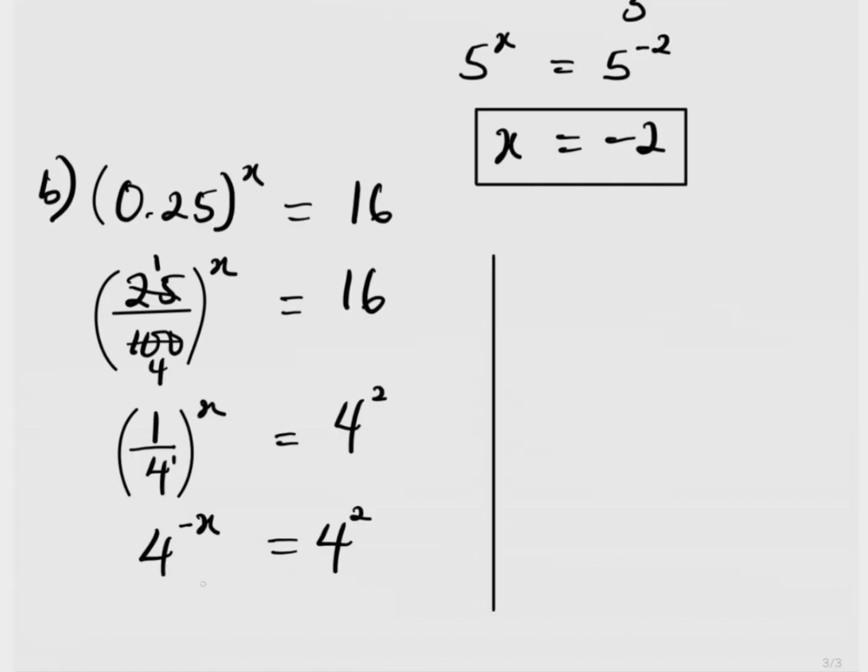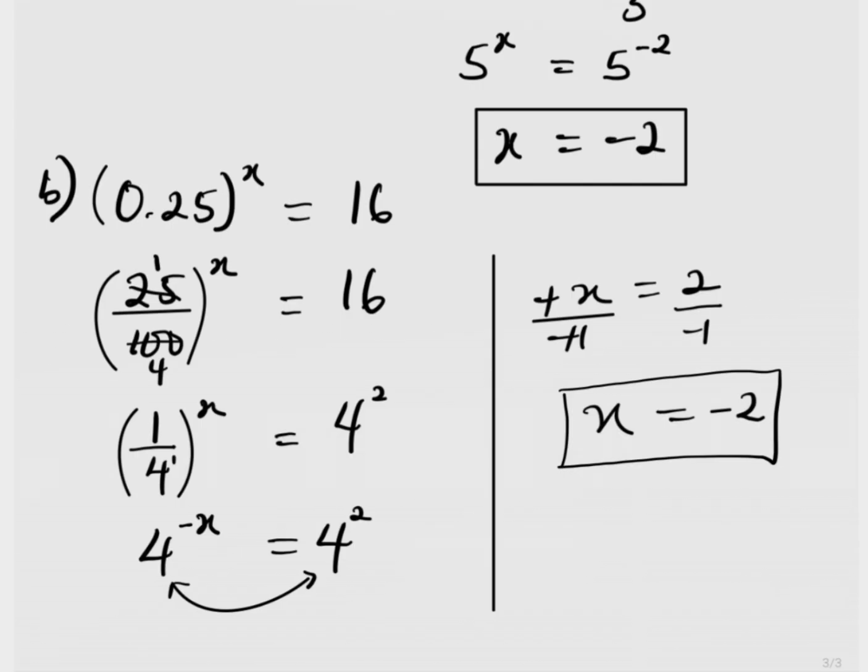Now we have the same bases, 4 and 4. So we equate the exponents, negative x and 2. So negative x equal to 2. So we divide both sides or multiply both sides by -1. So x will be equal to, this will cancel this, and 2 divided by -1 gives -2. So this is the answer to question B.